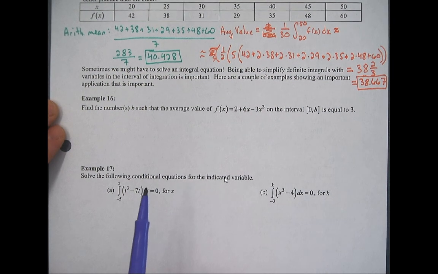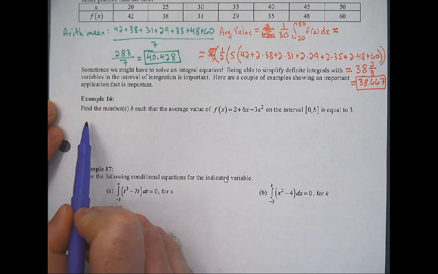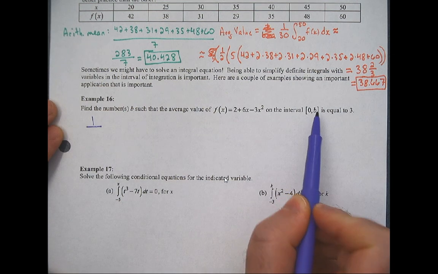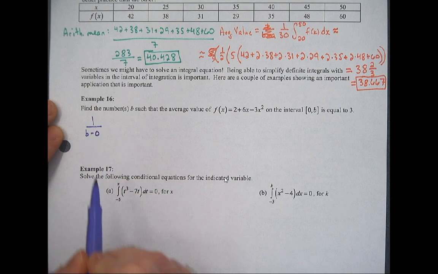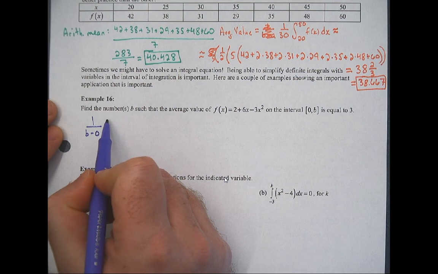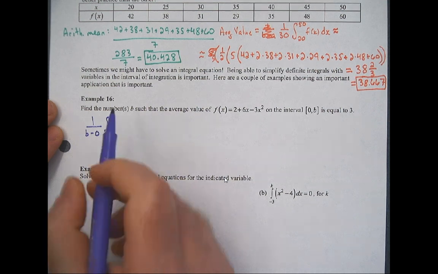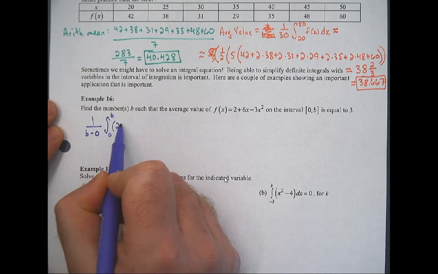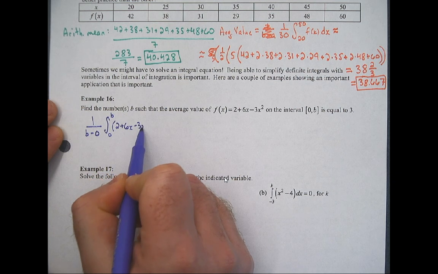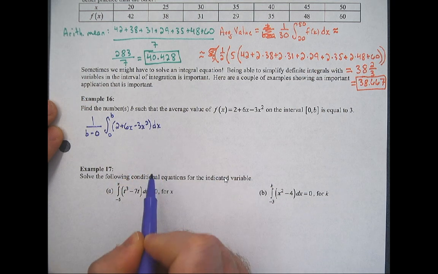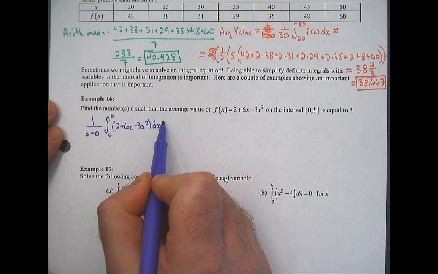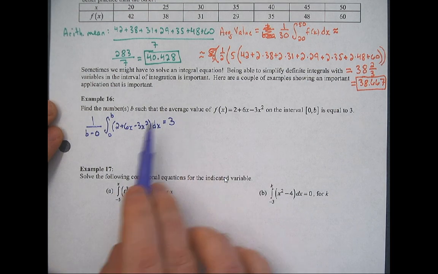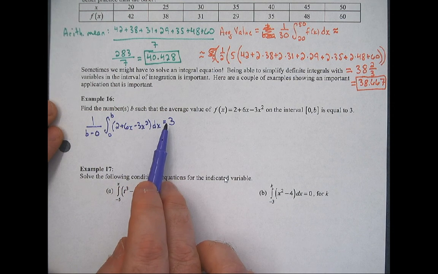So what that looks like mathematically is I actually put the divide by how many scores you have first. So how big is our interval? It goes from 0 to b. So we would have b minus 0 number of scores. And then adding up would be the sum from 0 until b of my function, 2 plus 6x minus 3x squared. Don't forget your dx. Now this is something that we want to end up equaling what? 3. So we want this average value, which is what this calculates, to be equal to 3.